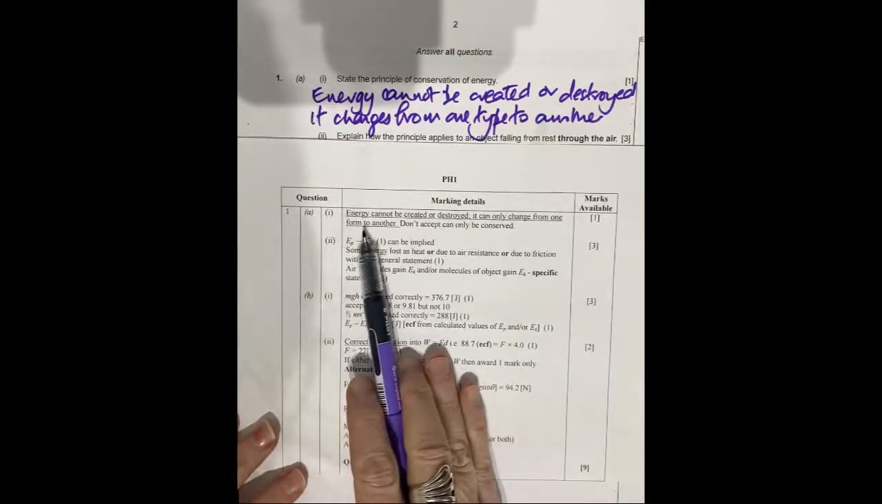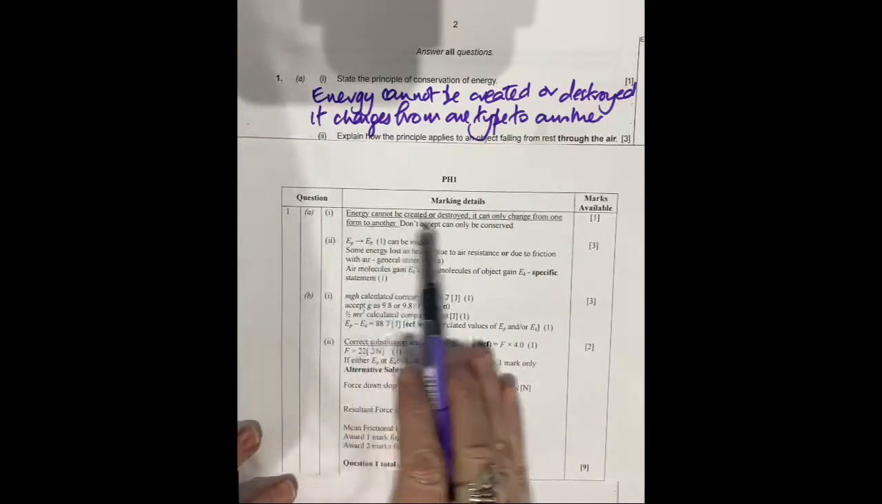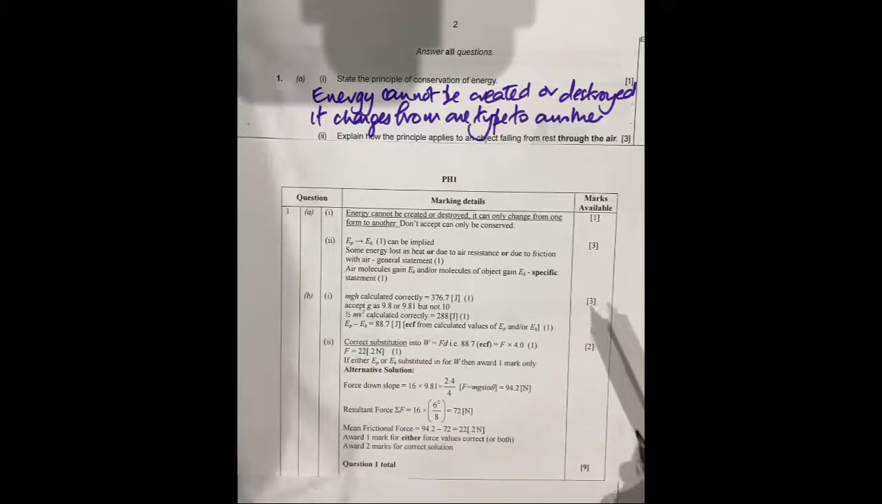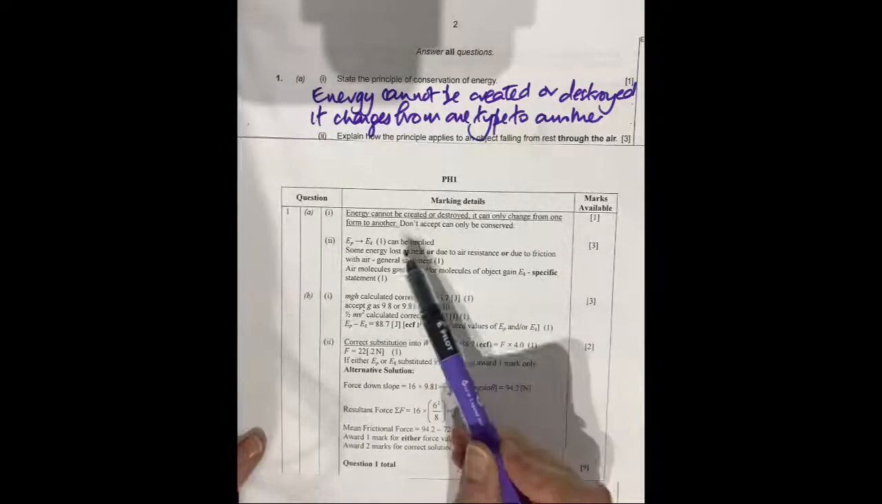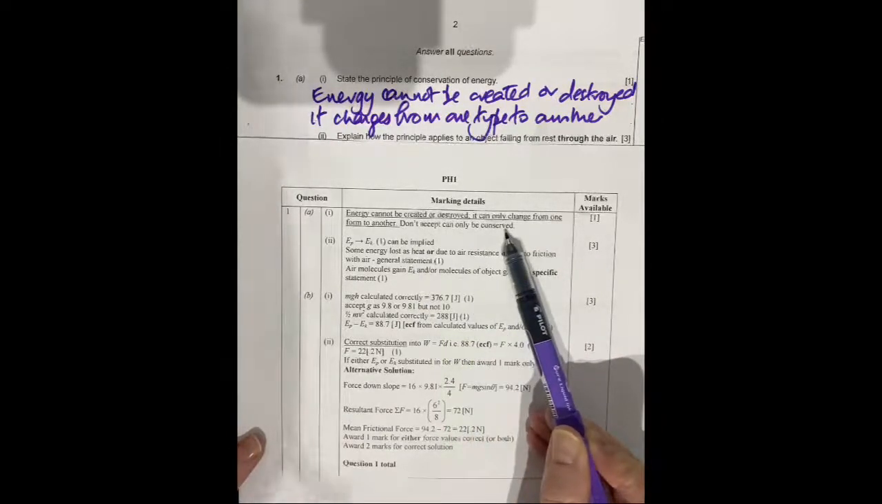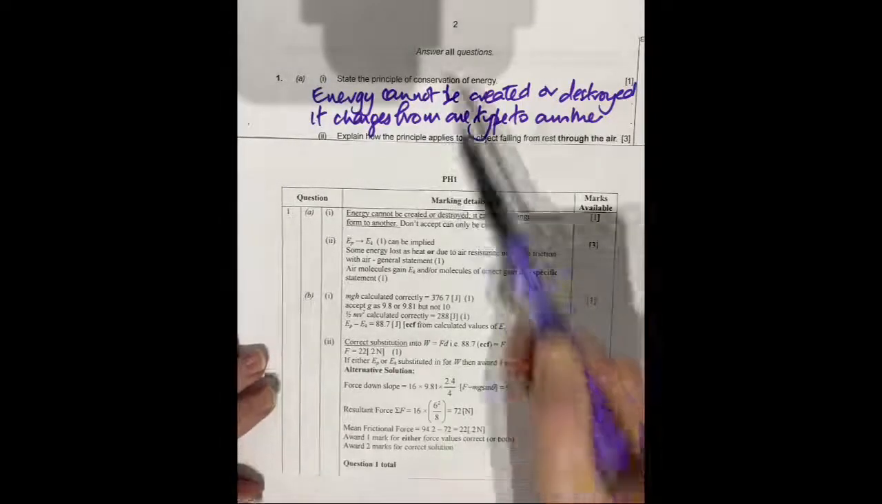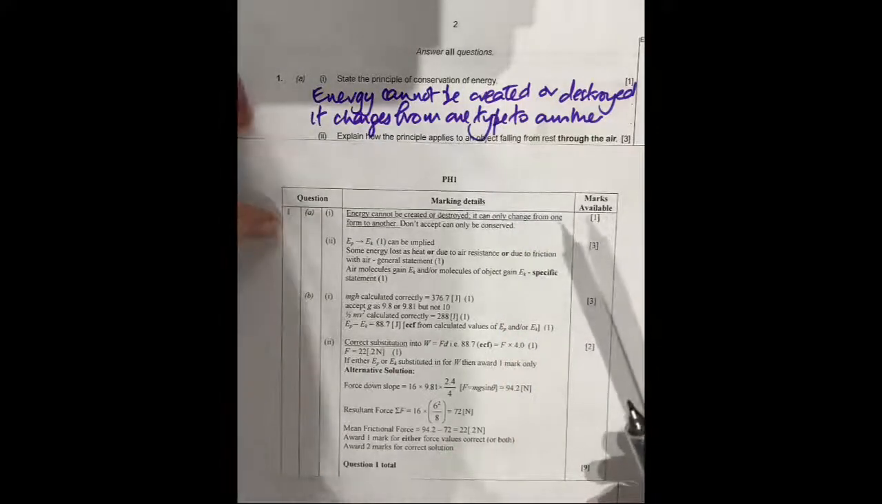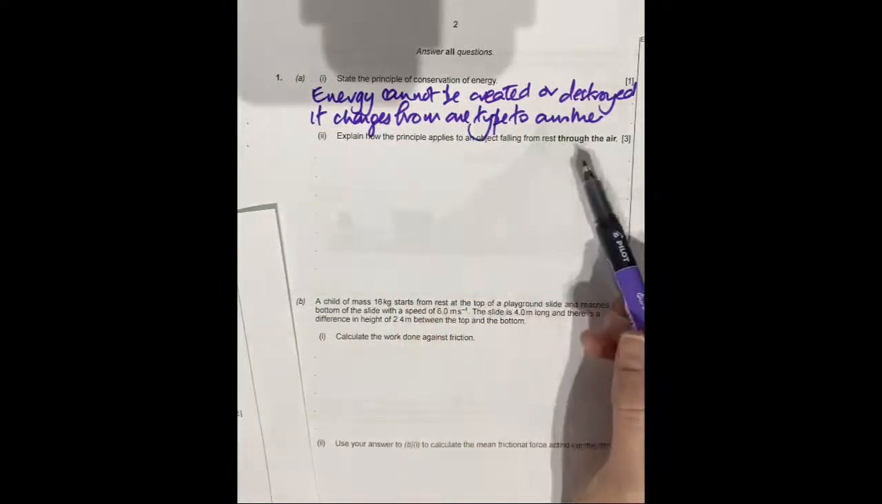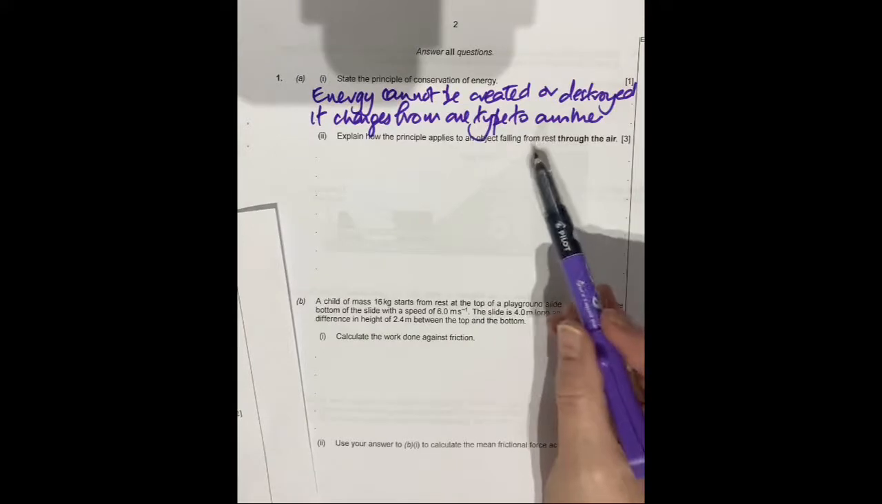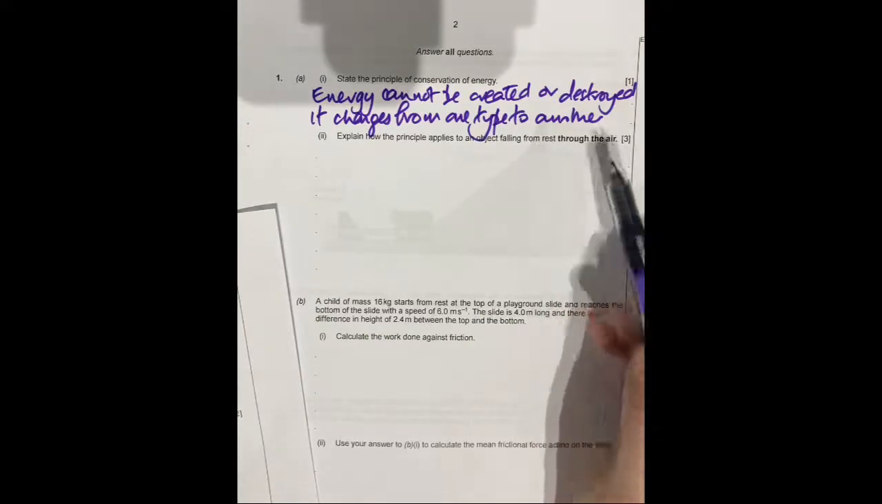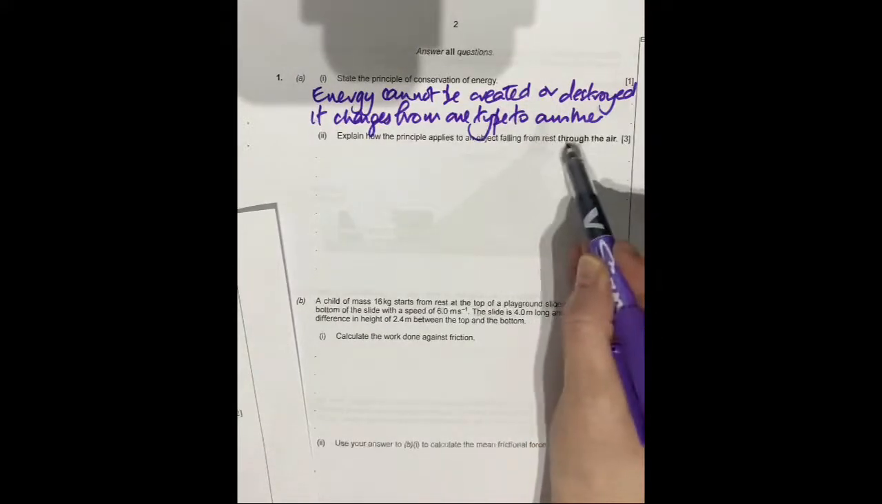Look, it is quite clear that the underlining in a mark scheme means all those words are vital. And it says do not accept that energy can only be conserved. So it's just one of those physics facts you'll learn by heart. Okay. Explain how this principle applies to an object falling from rest through the air. And that, look, that is in bold.